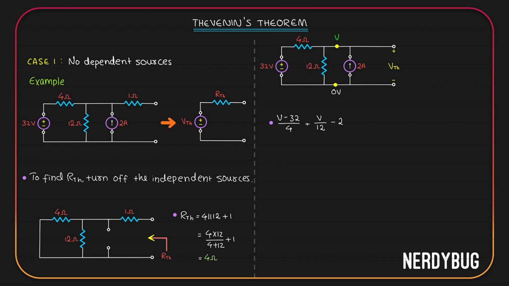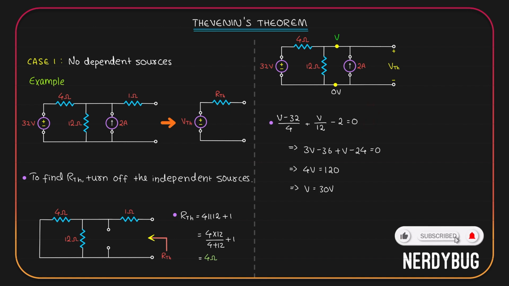According to Kirchhoff's current law, the net current at a node is going to be 0. From this equation, we can easily find out what is the value of V. Simplifying the equation, we get V is 30 volt. That means the Thevenin voltage is 30 volt.